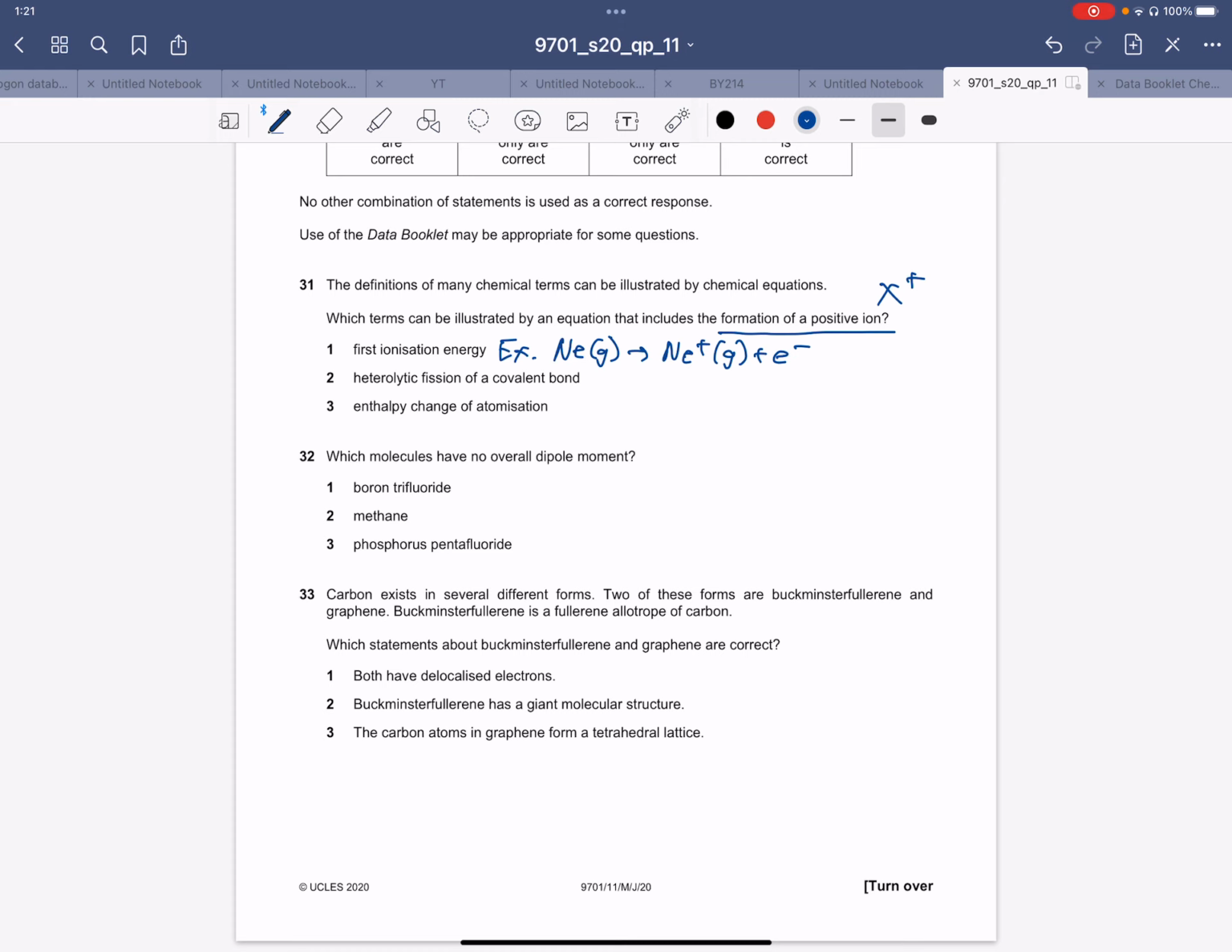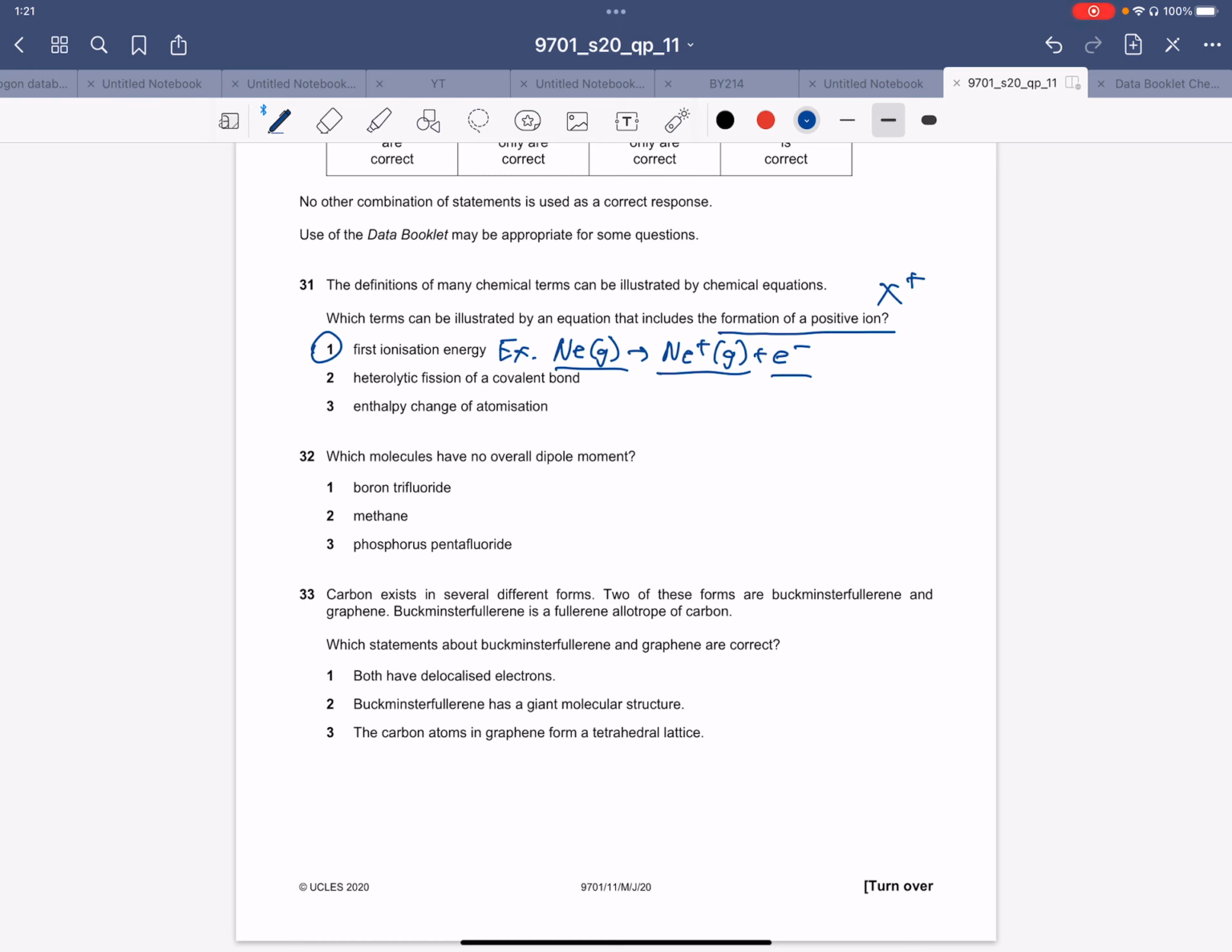So the definition of that is basically you are taking 1 mole of a gaseous compound. So that's what we have here, Ne gas. It could be anything though. So it could also be like Fe gas if you want, so it could be iron gas. And you're basically taking out an electron and you're forming a positive ion. And that is the definition of first ionization energy. And that does indeed form a positive ion, so that is correct.